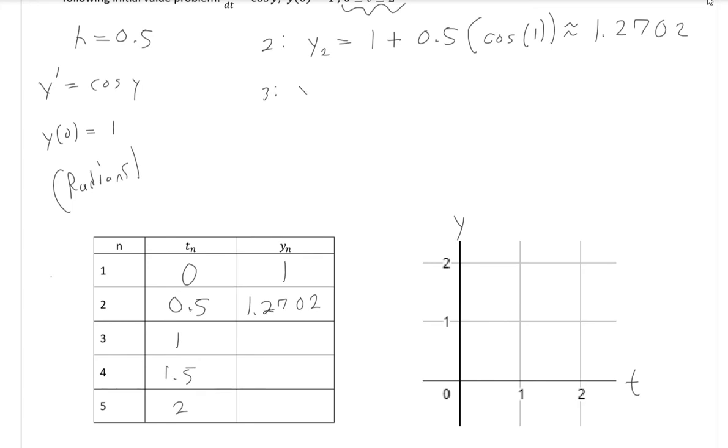And then for the third point, we continue along this fashion. Now my y-coordinate is 1.2702 plus 0.5, the step, times the slope, which is defined by cosine of my y-coordinate, 1.2702. So I'm actually never even going to use t in this equation. If we do that, you get 1.4182. So that's my second point.